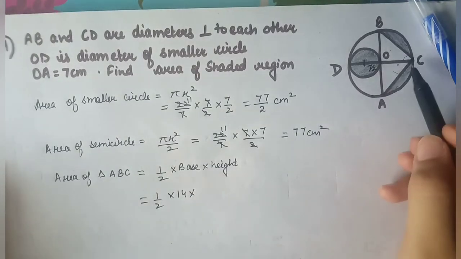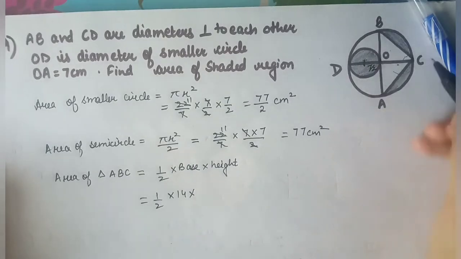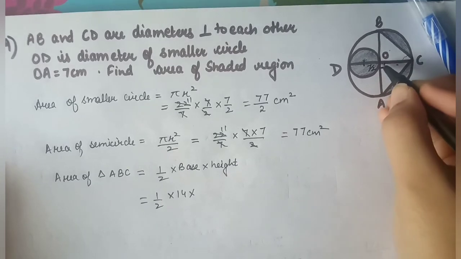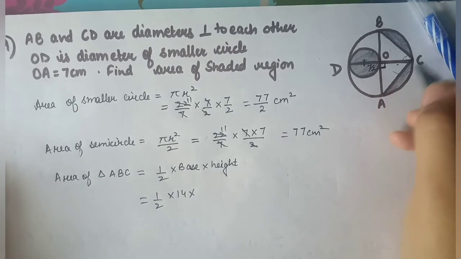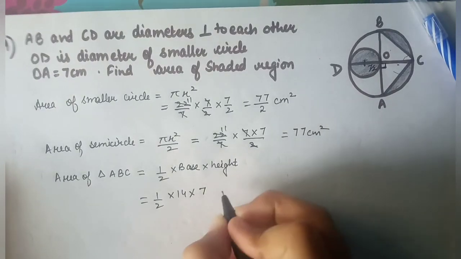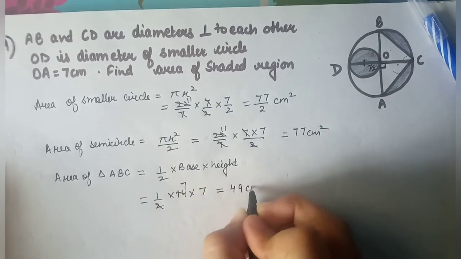Height is OC. Now why are we taking OC as the height? Because it is given that AB and CD are perpendicular. It means this angle is 90 degree. Therefore we can consider OC as the height of the triangle ABC. So OC is the height and it is 7. So cancel the terms. It is 49 centimeter square.